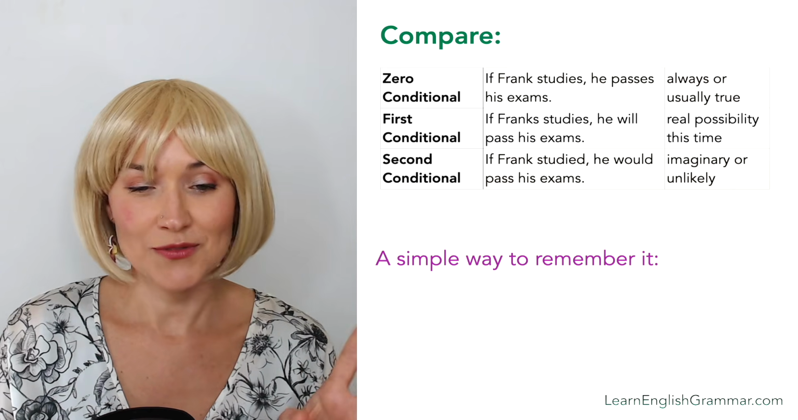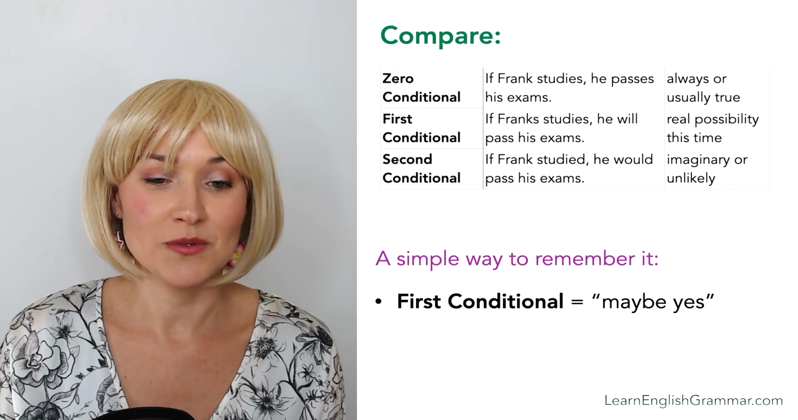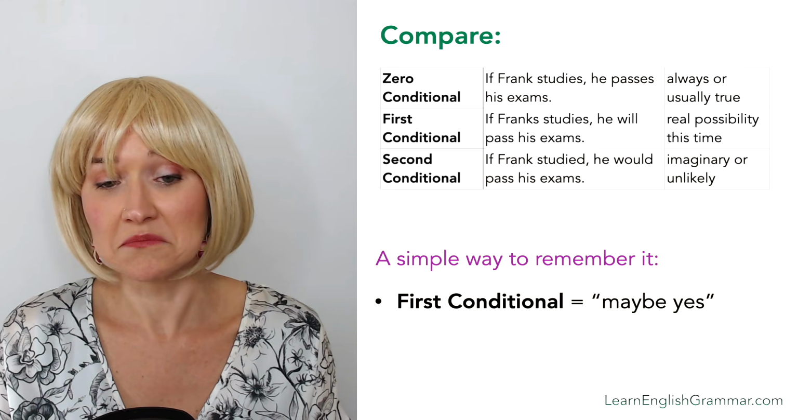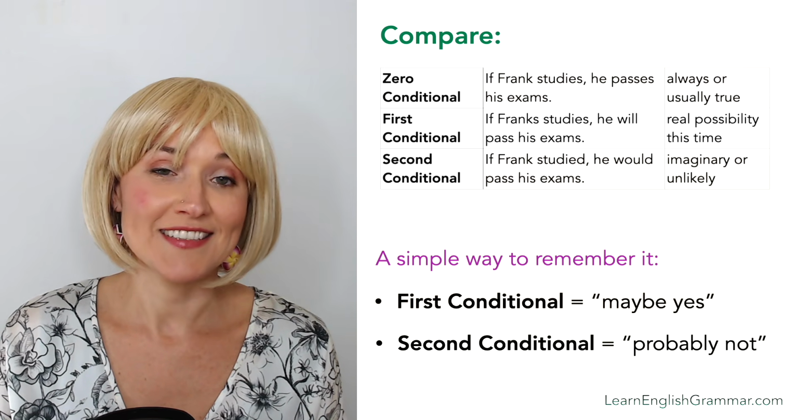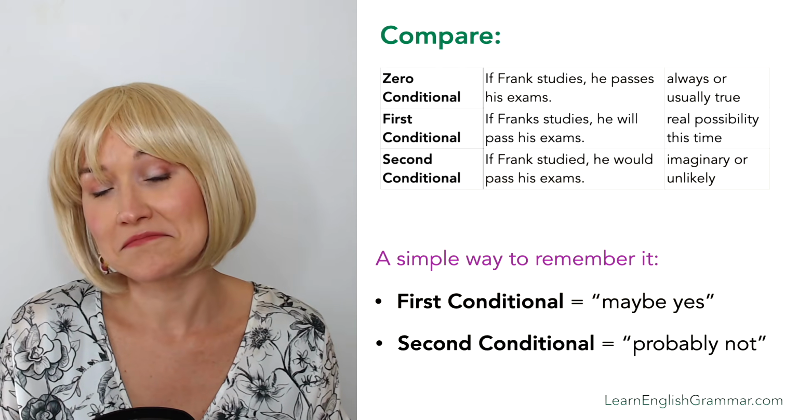A simple way to remember it is first conditional equals maybe yes. And the second conditional is like probably not.